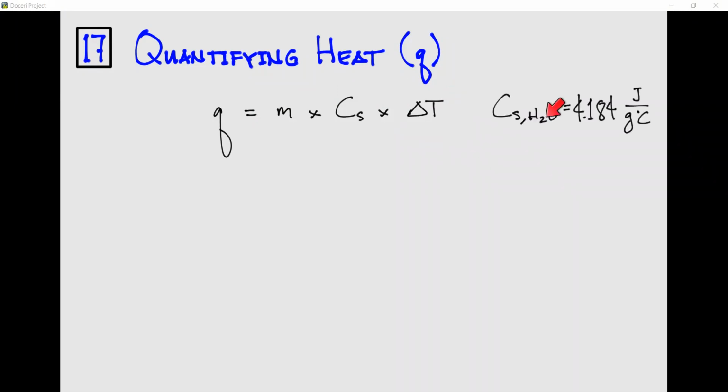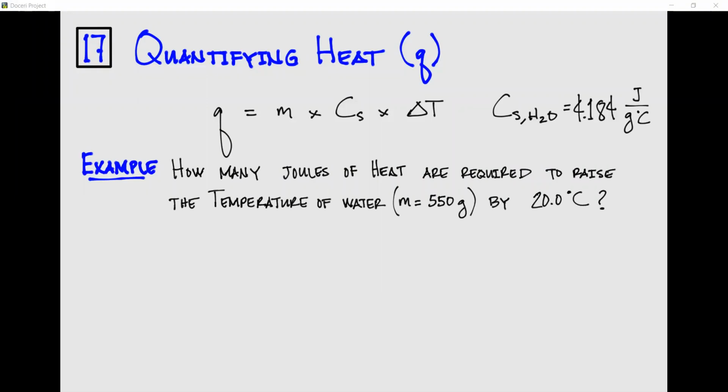One thing that you might want to remember is the specific heat capacity of water, which is 4.184 joules per gram degree Celsius. Here's an example. How many joules of heat are required to raise the temperature of water with a mass of 550 grams by 20 degrees Celsius?